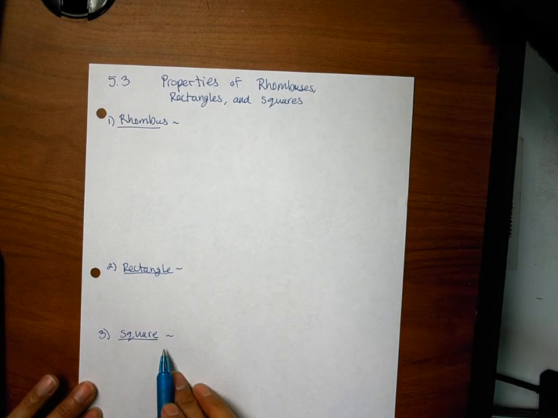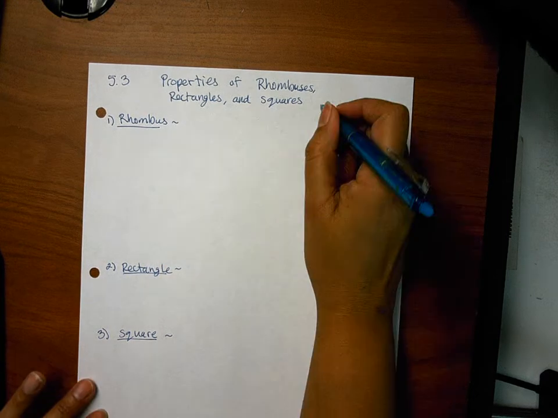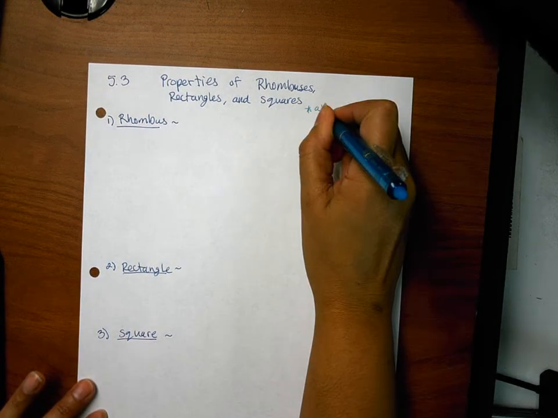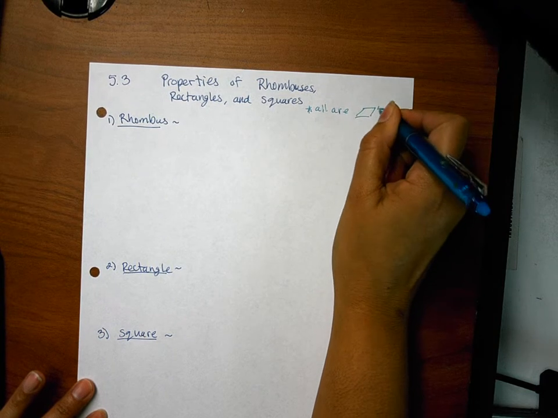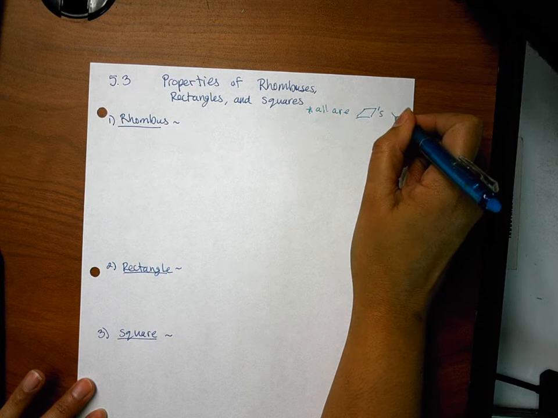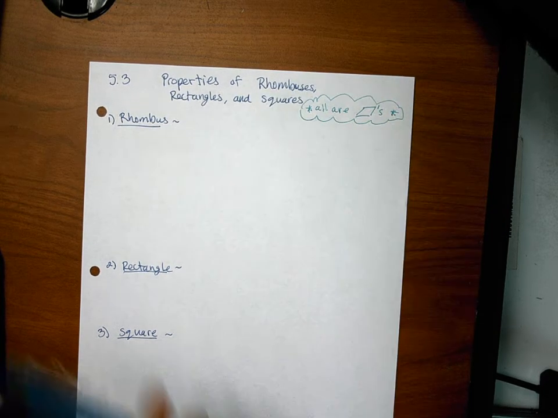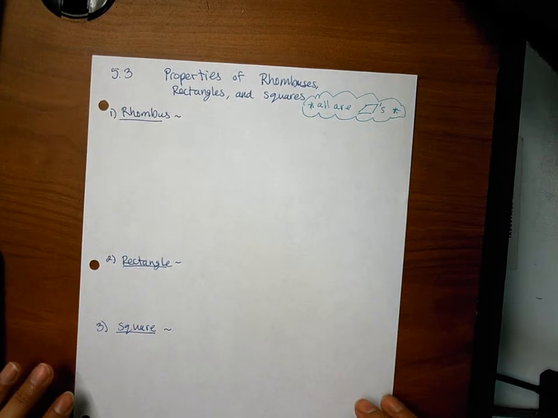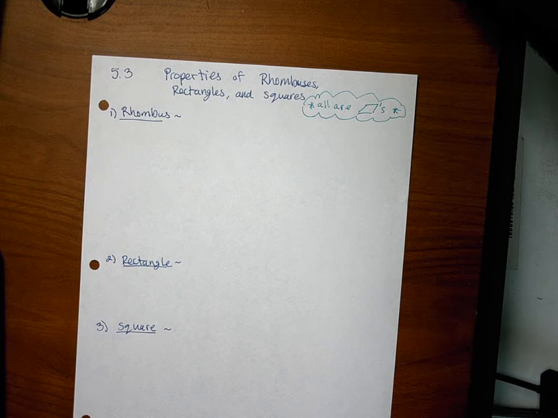What I do want to point out is that all three of these, the rhombus, the rectangle, and the square, all three of them are parallelograms. So we'll put that little note here. All are parallelograms. Which means all the properties that we had in our previous lesson about parallelograms will hold true for this lesson as well.